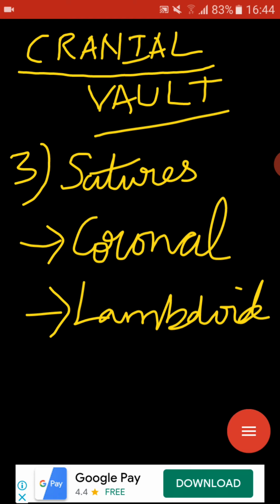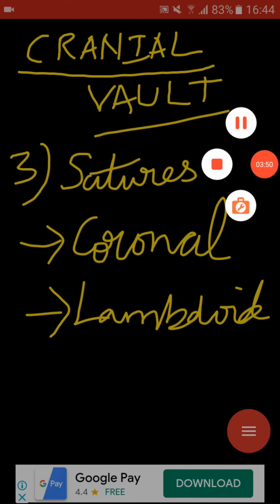Obliteration on inner surface occurs between 30 to 40 years of age and outer surface between 40 to 50 years of age. Usually the lower part of coronal suture is obliterated first, followed by the posterior part of the sagittal suture. Premature closure of sutures occurs in craniostenosis, which is a type of hereditary disease. The sutures are opened up in children by an increase in intracranial pressure.